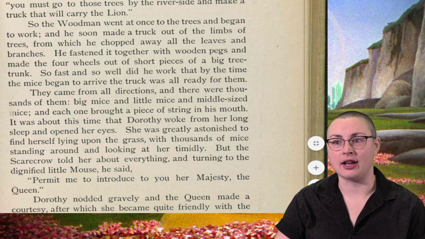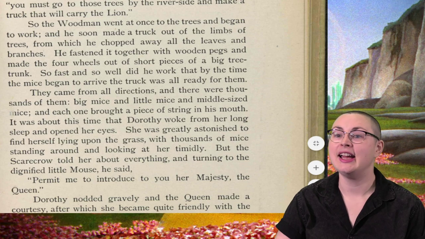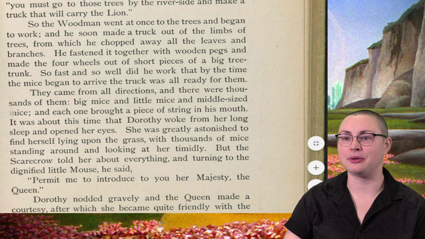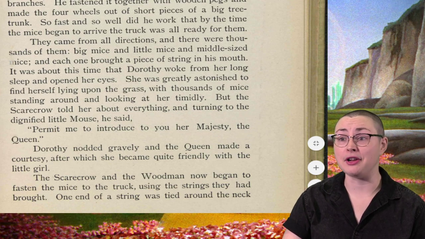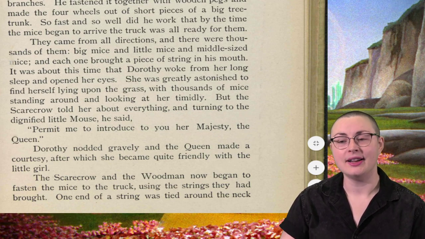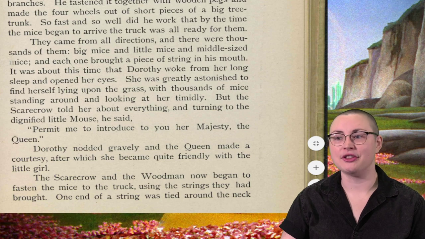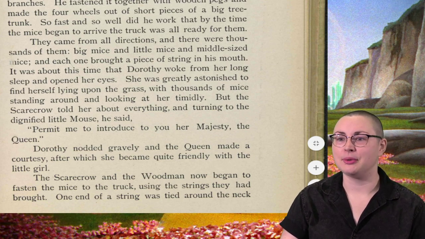It was about this time that Dorothy woke from her long sleep and opened her eyes. She was greatly astonished to find herself lying upon the grass with thousands of mice standing around and looking at her timidly. But the Scarecrow told her about everything, and turning to the dignified little mouse, he said, "Permit me to introduce you to Her Majesty, the Queen." Dorothy nodded gravely, and the Queen made a curtsy, after which she became quite friendly with the little girl.